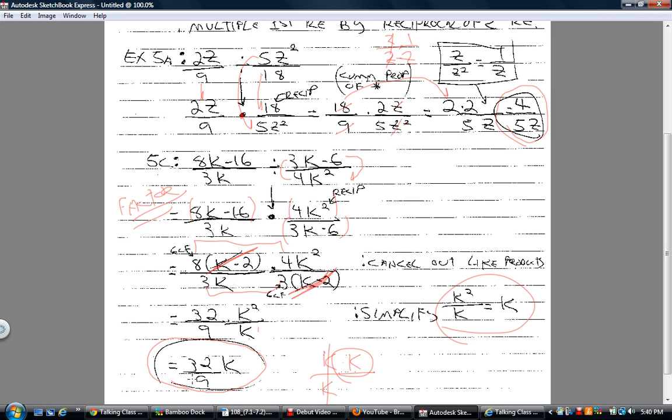There you go, folks. Class, that's it. We have finished up section 7.1. We are going to move on to section 7.2, where we're going to add and subtract rational expressions. So that'll be our next task.